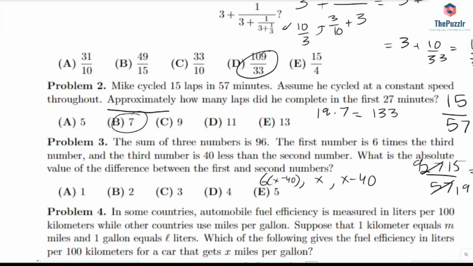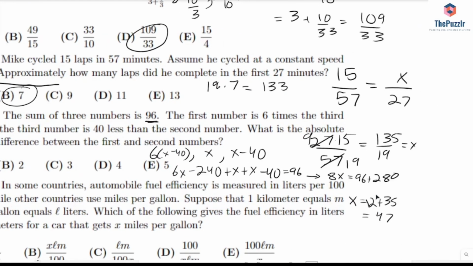Now, if we add up all three, we should get the sum of the three numbers, which is 96. So 6x minus 240 plus x minus 40 equals 96. This gives us that 8x equals 96 plus 280. If I collect the constants and then divide by 8, I would get 12 plus 35 equals 47. So, in case you can't see the algebra, right here.